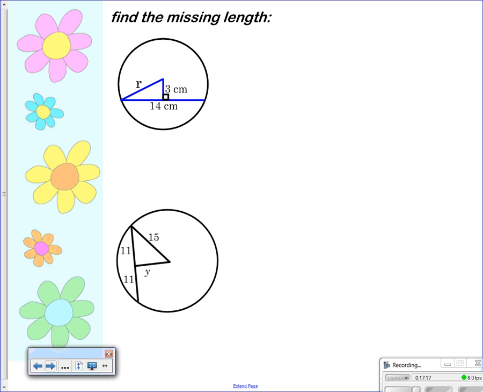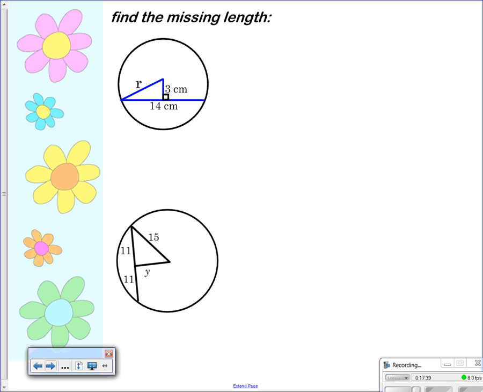So on the first one, we're trying to solve for length R right here. What is that line inside of my circle? What would we call that line? The radius. It's from the center to the edge of my circle. What is this line that is 14 centimeters? What would you call that? A chord, because both of its endpoints lie on the circle.